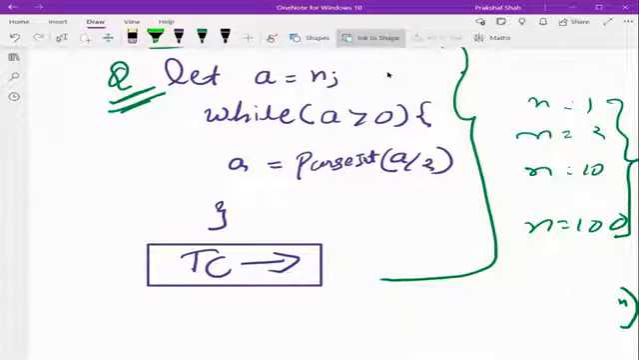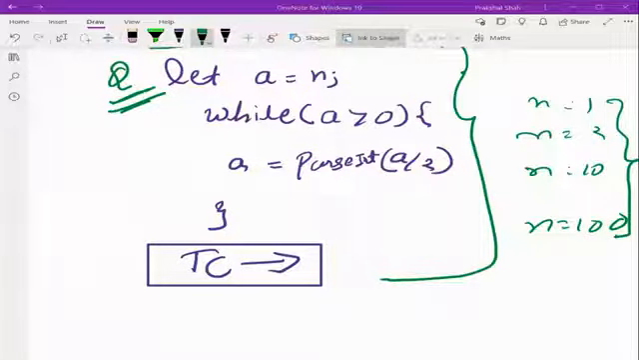No, Priyanshu, it's not order of 1. Vishnu, it's not order of n. Okay, let's see. Vishnu, it's not order of 1. It's wrong. Okay, let's see.